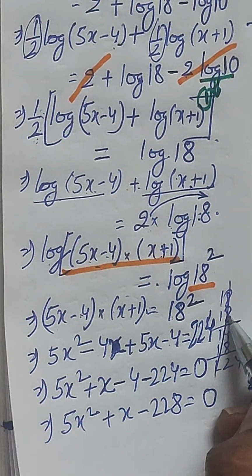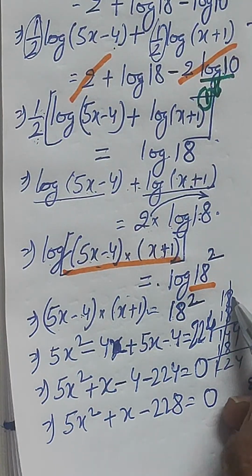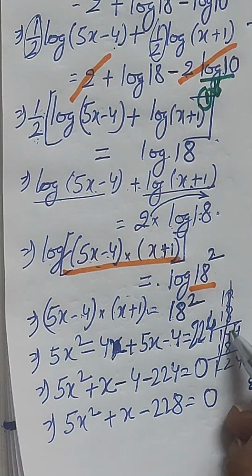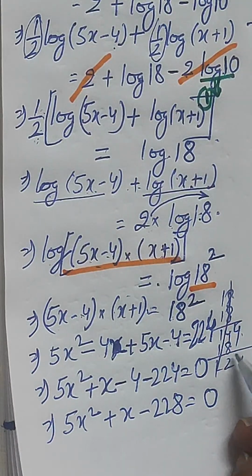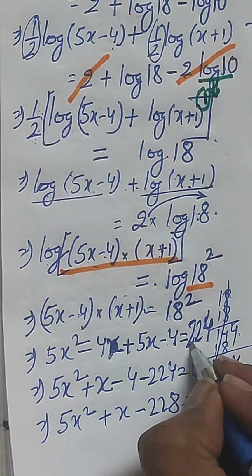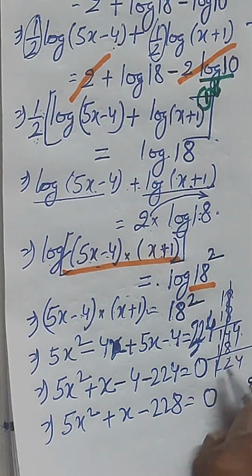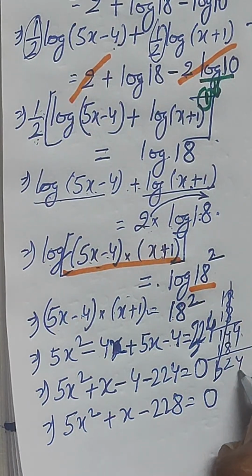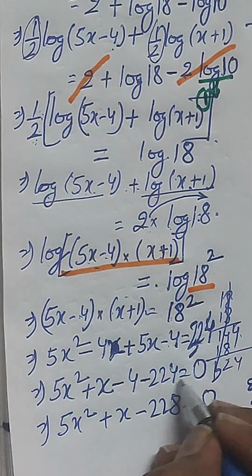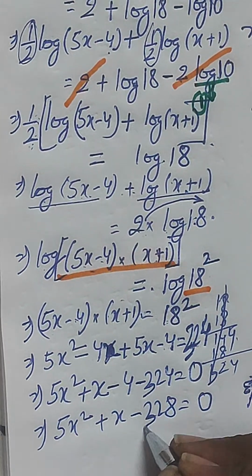Here let me check it again. 8 8 64, 14 8 1, so it's not 224, it's 324, because here you can see 18 into 18 is 324. So 324 coming to the LHS it will be 328, right?